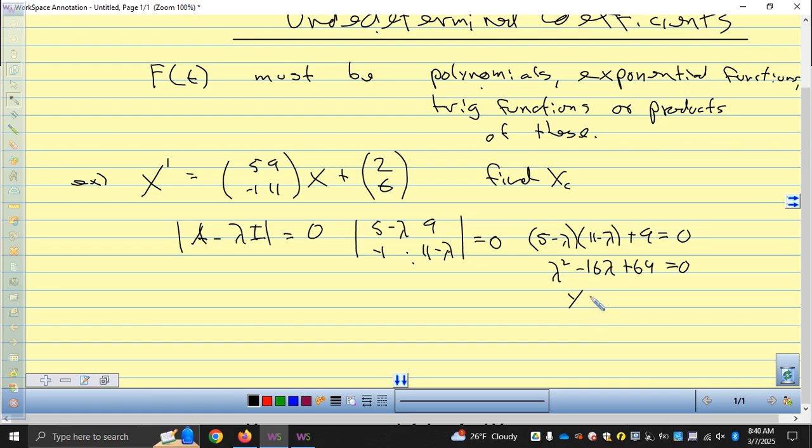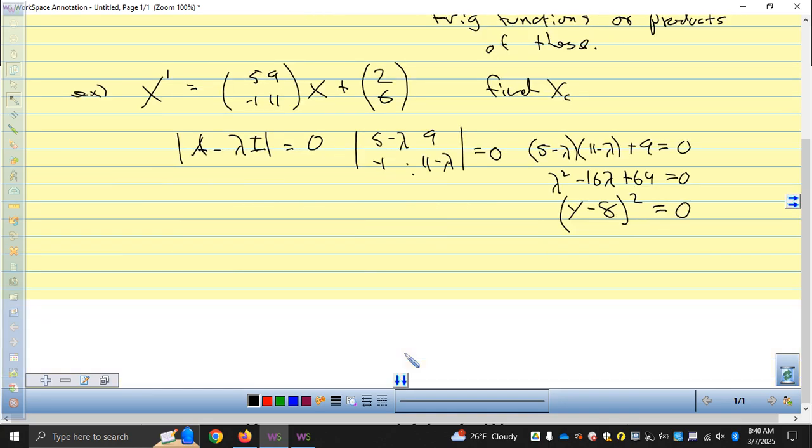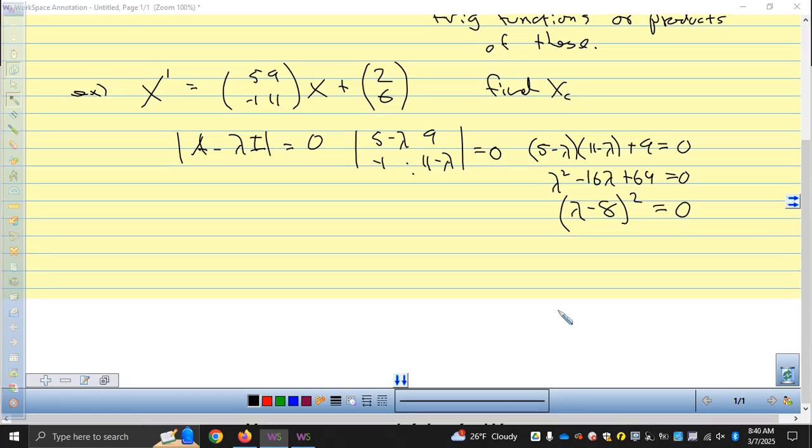And this gives us lambda minus 8 squared equals 0. So we have a repeated eigenvalue of lambda equals 8. So we need to find our eigenvectors.